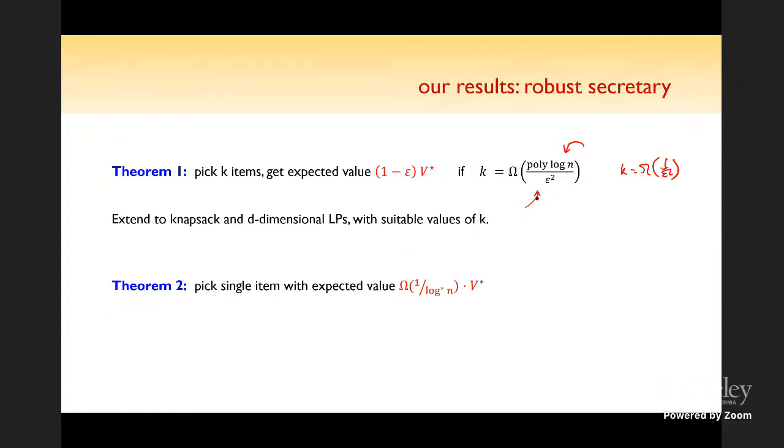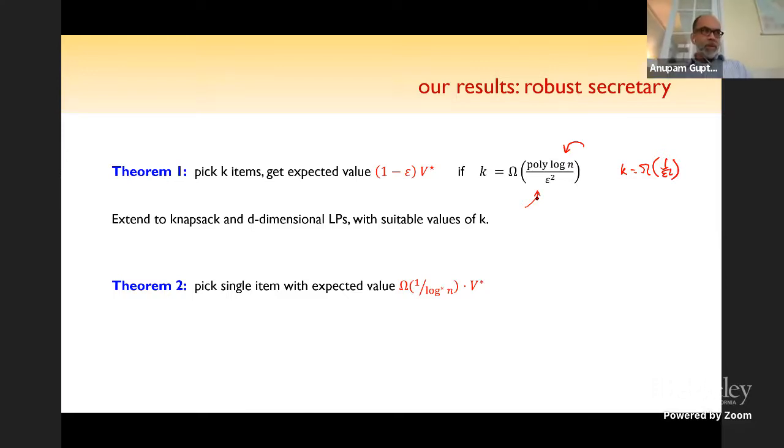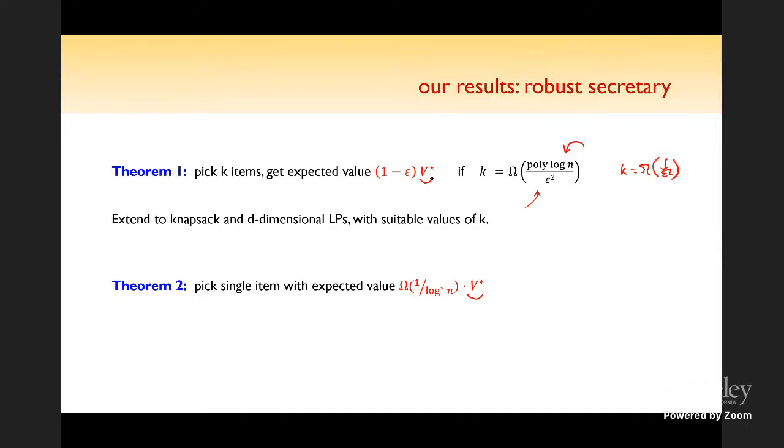Quick question, just a question about the model. Does the algorithm know how many red items there are, or nothing at all about that? So the algorithm does not know how many red items there are. And all it knows, at least for today, I'm making the assumption that it has some polynomial approximation to this V star. So it has some ballpark guess of where V star is, but it's in some polynomial range. Okay, thanks. Okay, good.